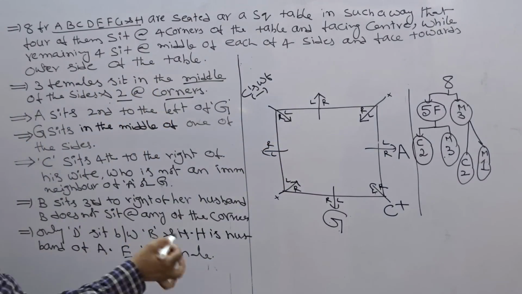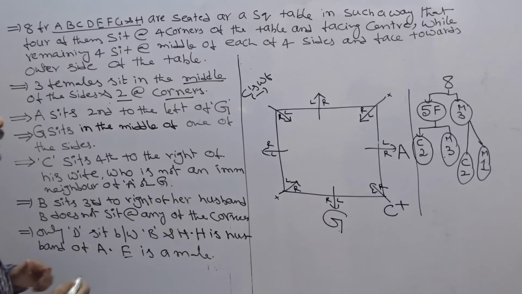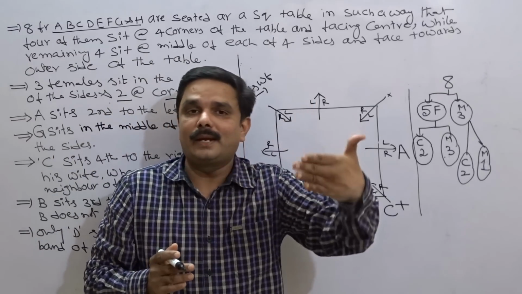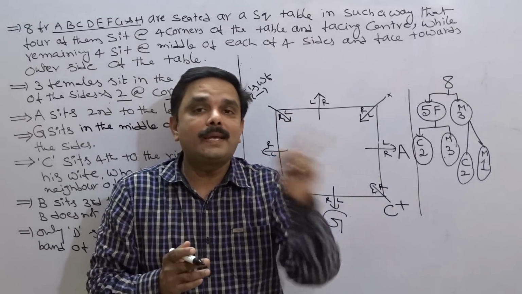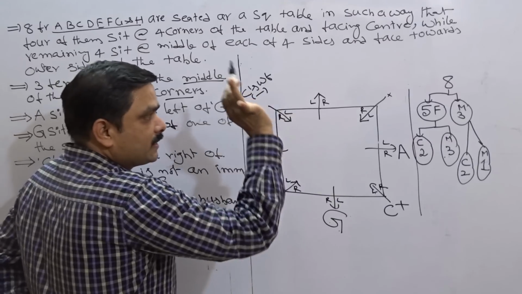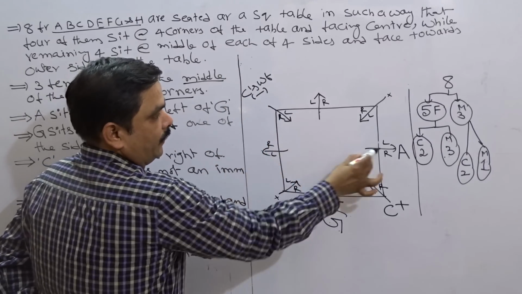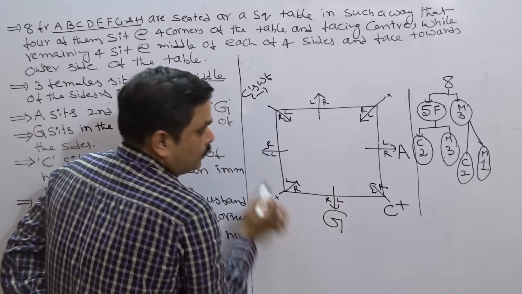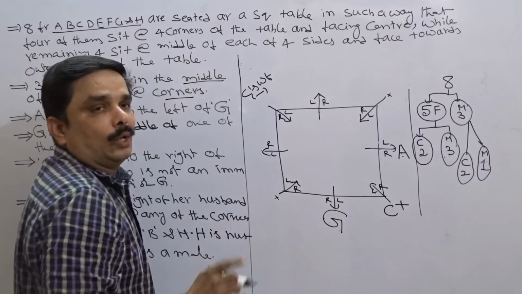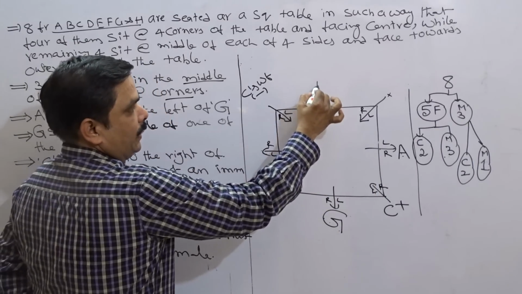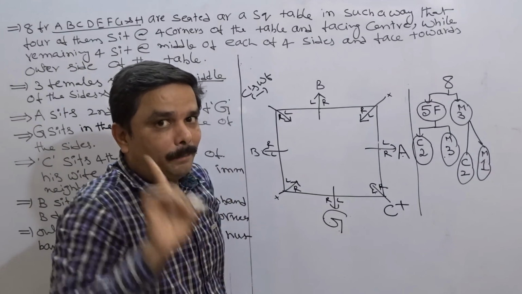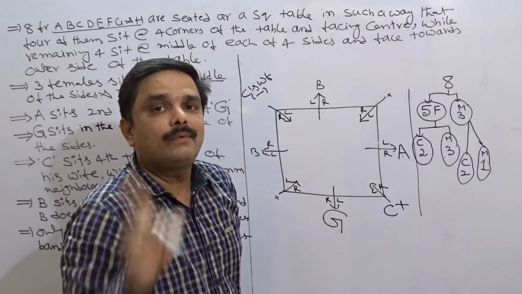B sits third to the right of her husband. B does not sit at any of the corners. Now think it over. B sits third to the right of her husband. Then B cannot sit on any of the corners. What does it mean? B must be sitting on one of the middle of the sides here. Now out of 4 places on middle, 2 places are occupied by A and G. Now possible places for B, this one or equally this one, with the condition that B sits third to the right of her husband.